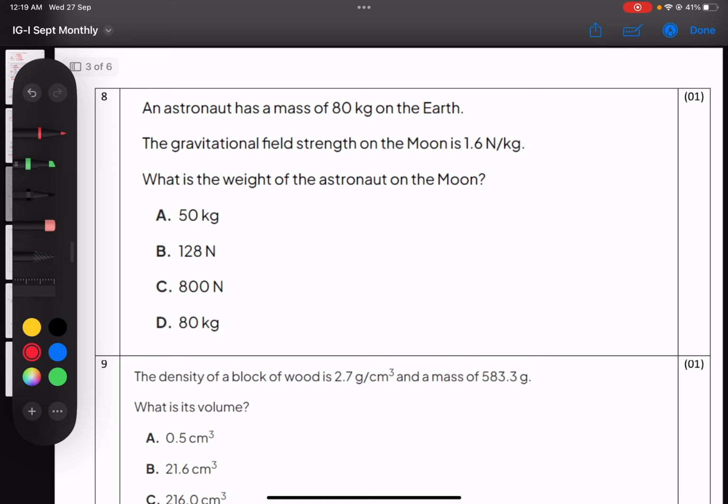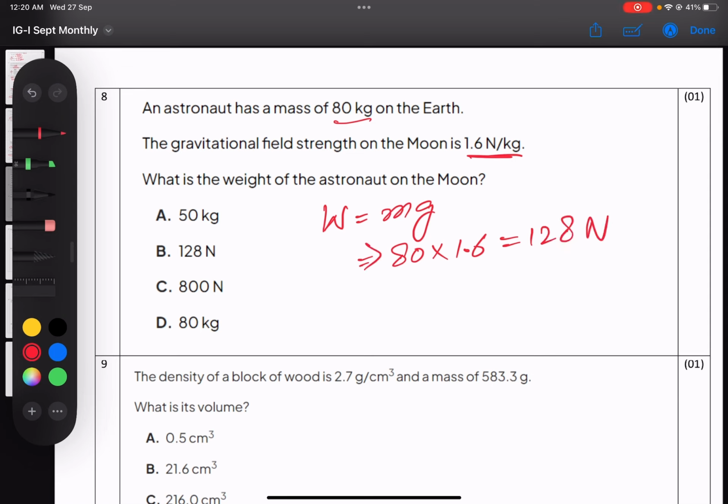An astronaut has a mass of 80 kg on the earth and the gravitational field strength on the moon is 1.6. You have to find the weight. As we know, mass will remain the same on the earth and the moon, so weight is equal to m into g. Mass is 80 on the moon as well, multiplied by 1.6, the gravitational field strength on the moon, that will give us its weight on the moon. So 80 multiplied by 1.6 gives us 128 Newton. So option B.